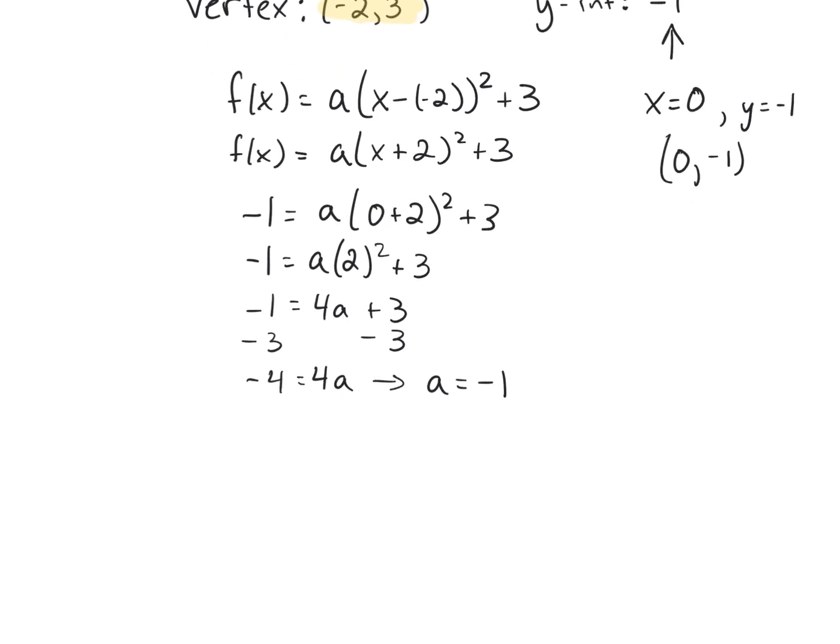So that means that our final equation here is going to be f of x is equal to -1 times x plus 2 squared plus 3. And if you wanted, you could drop the 1 there and just make it negative x plus 2 squared. But just for the purposes of this exercise, I wanted to show you where that went.